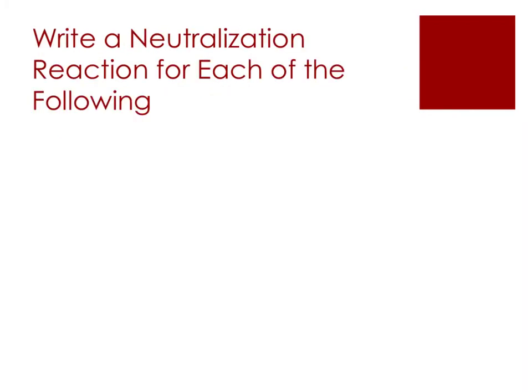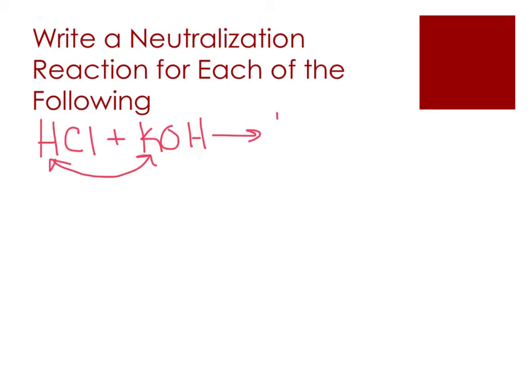Let's practice writing some neutralization reactions. In the first example, let's take the strong acid, HCl, and combine it with the strong base, potassium hydroxide, or KOH. Again, our positive ions will switch places, and we'll end up with the salt, KCl, and HOH, or water. Notice that water will always be a product of our neutralization reactions.